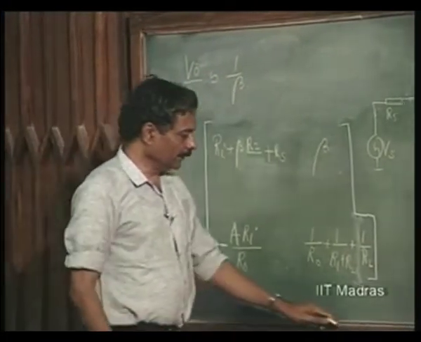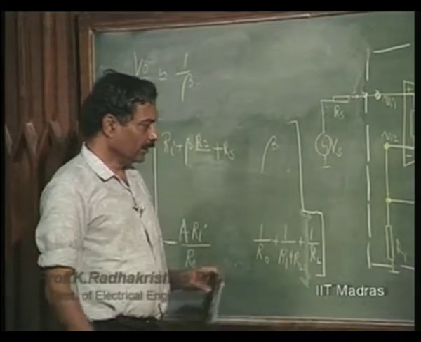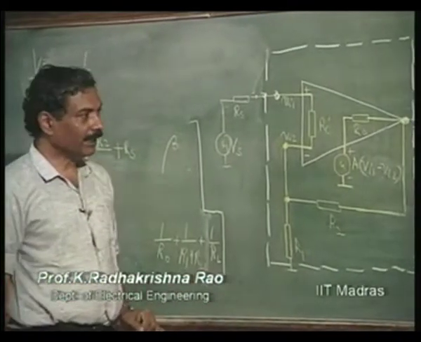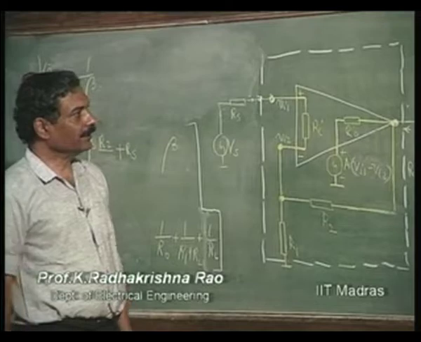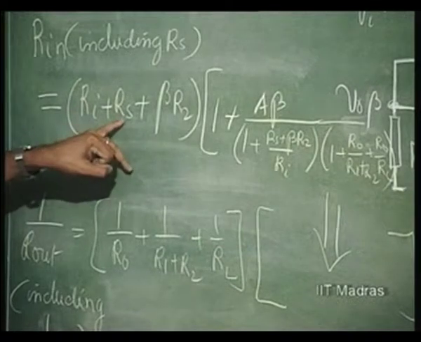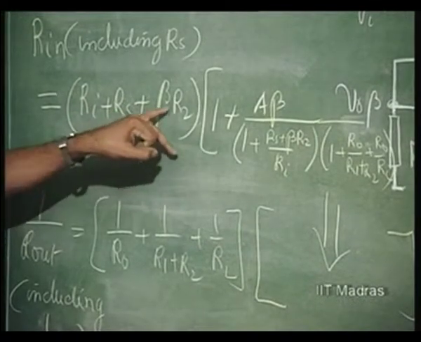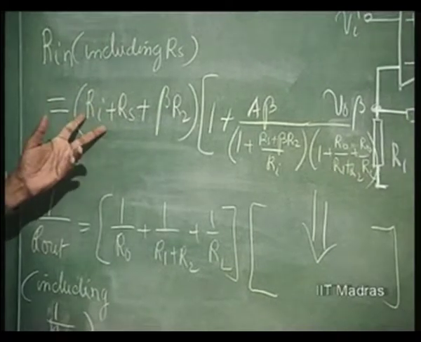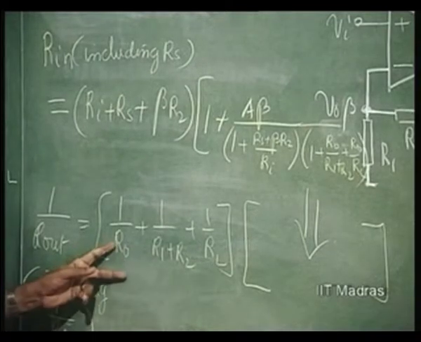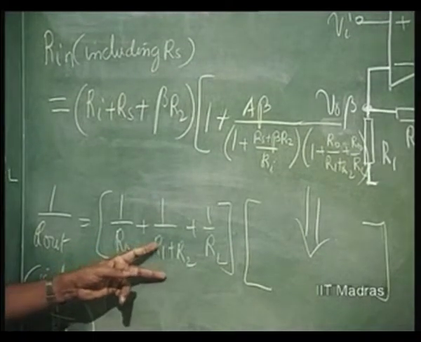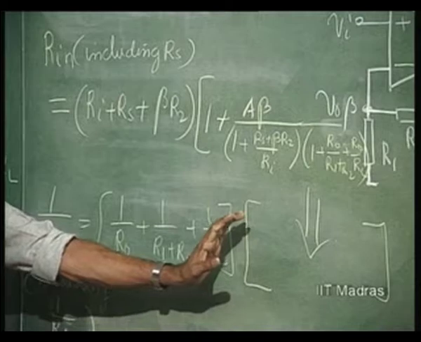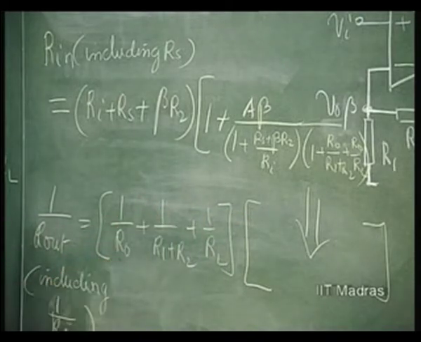So these actually give a fairly good idea as to how to select the value of R1 and R2 so that this approximation becomes valid. You can see that if Ri is known to you, then you can select this Rs and beta R2 such that this is predominantly determined by Ri. Here also, if R0 is known to you, R1 plus R2 and RL can be so selected that this becomes negligible compared to 1 over R0.